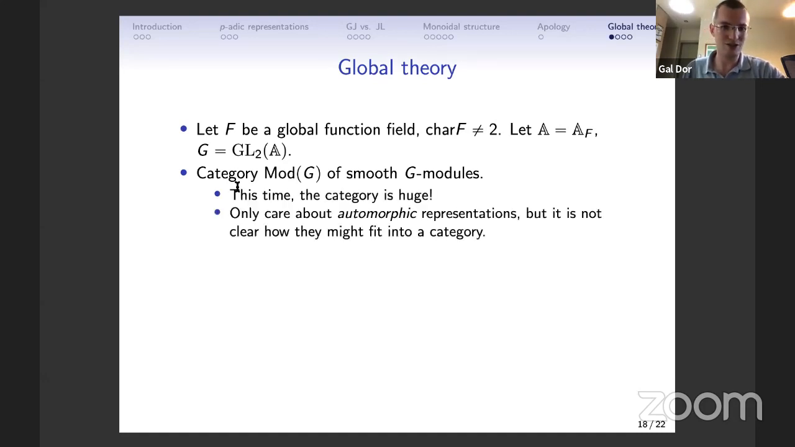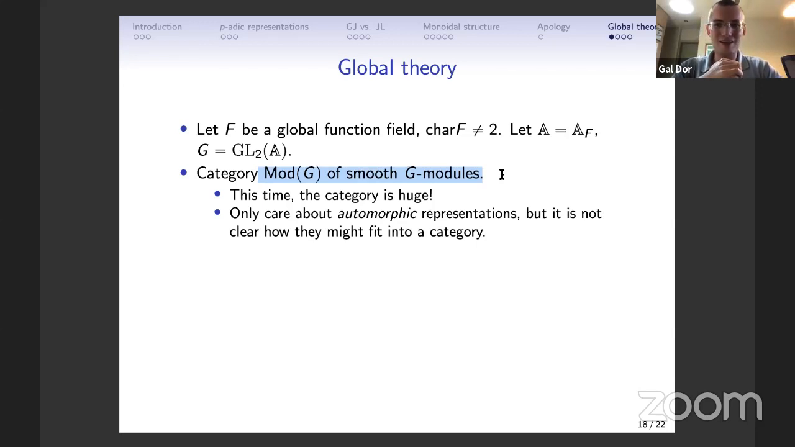Now, unfortunately, I just said the category of smooth GL2A modules, but you should immediately have told me, what are you doing? This is the wrong category to consider, because no one is actually interested in smooth GL2A modules. It's a huge category. It has everything. People only really care in the global setting about automorphic representations, which are a tiny, tiny subset inside this category.